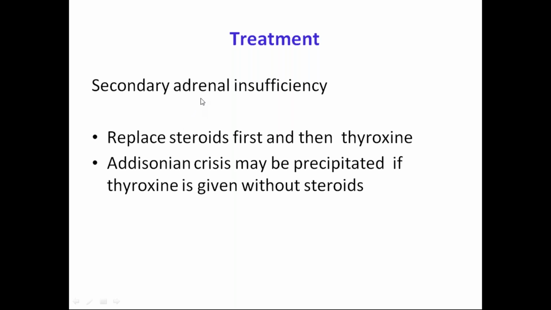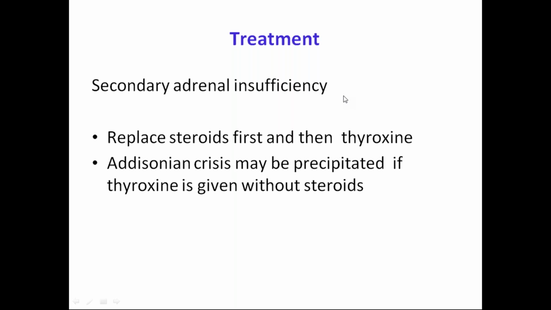People won't tell you that he has been taking steroids for a long time, in the case of a patient who is on bodybuilding exercise competition. So, secondary adrenal insufficiency: replace steroids first. Secondary adrenal insufficiency means the pathology is in the pituitary, so there will be other associated hormone deficiencies of thyroid and growth hormone. So replace steroids first and then thyroxine. Addisonian crisis may be precipitated if thyroxine is given without steroid.